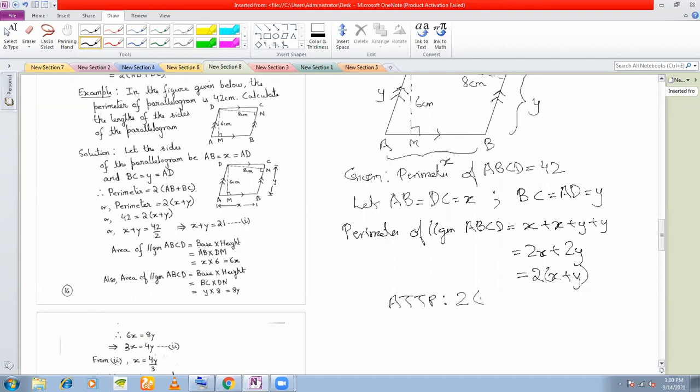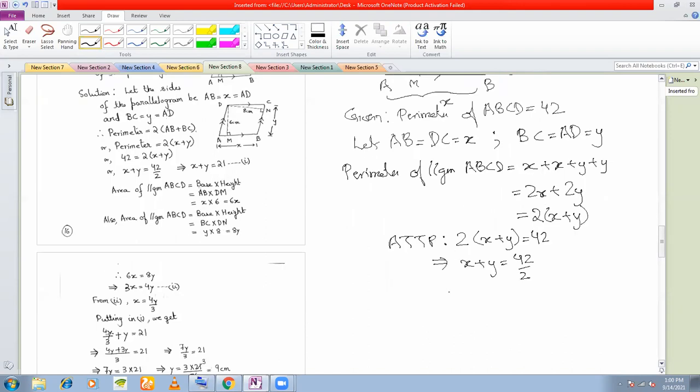what is the perimeter given? 42. So you get one equation from here. You get x plus y is equal to 42 by 2. That means you get x plus y is equal to 21. This is your equation number 1. Okay.